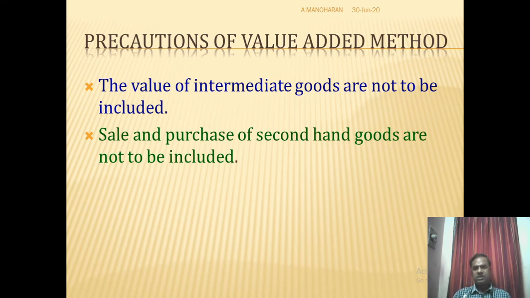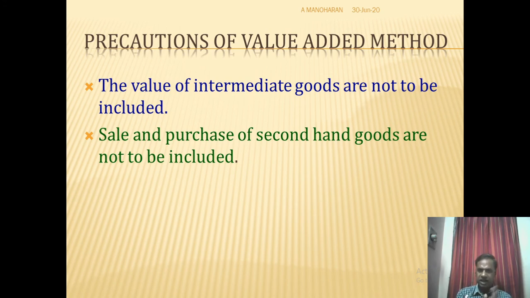Sale and purchase of second-hand goods are not to be included. I will give you an example. I purchased a car for rupees 5 lakhs last year. The production value of rupees 5 lakhs was already included in the last financial year. This year I am selling the same car for 4 lakhs. This 4 lakhs is not to be added in the national income, because it will be double counting.